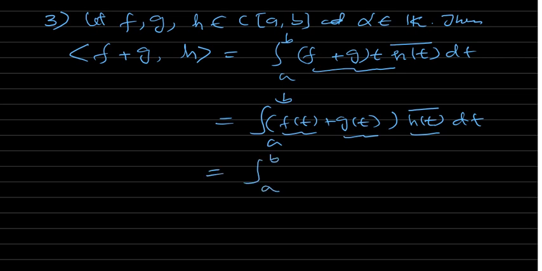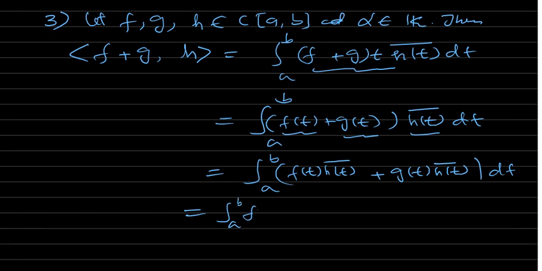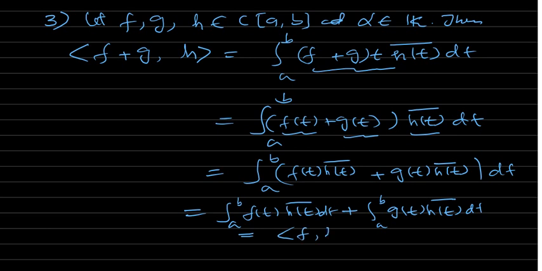This is the integral from a to b of f of t h of t conjugate plus g of t h of t conjugate. Now we are in the Riemann integration: the integral of f plus g is equal to the integral of f plus the integral of g. It's equal to the integral a to b of f of t h of t conjugate dt plus the integral a to b of g of t h of t conjugate dt, and this is by definition the inner product of f with h plus the inner product of g with h.